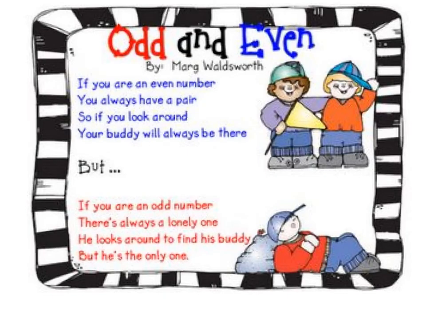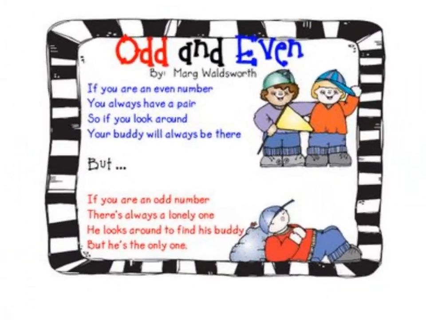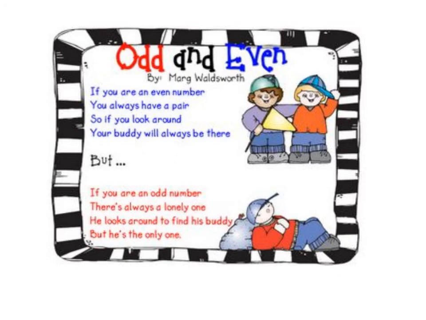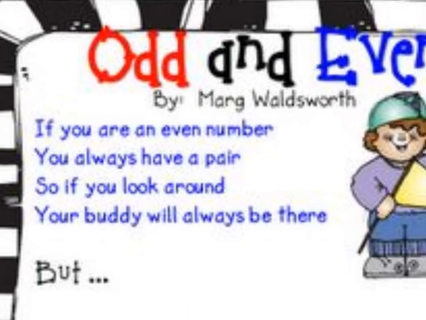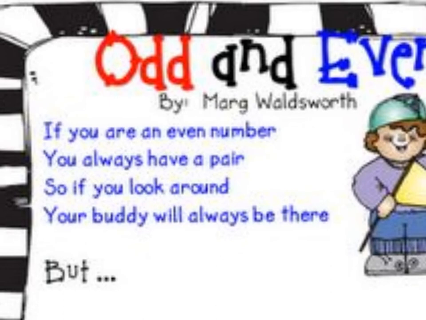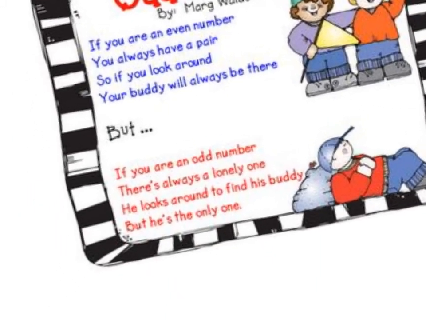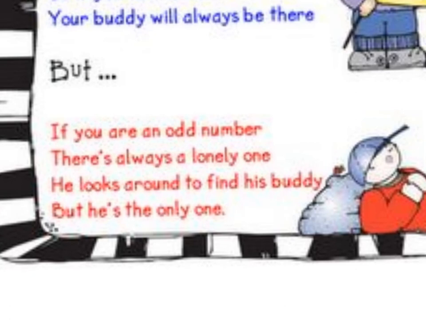Here is a little rhyme called odd and even that can help us to remember whether a number is even or whether a number is odd. So I'll read it along with you. If you are an even number, you always have a pair. So if you look around, your buddy will always be there. But if you are an odd number, there's always a lonely one. He looks around to find his buddy, but he's the only one.